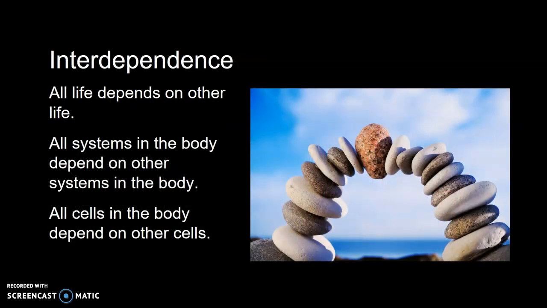And finally, this idea of interdependence. And this means all life depends on other life. We, for example, as humans, depend on plants and animals to provide food. We even have living things like bacteria that are living in our gut and intestines that help us break down certain foods and get nutrients from those foods. All systems in your body depend on other systems in the body working properly as well. And at a smaller level, all cells in the body depend on other cells to perform their specific job so that we can maintain homeostasis and remain happy.